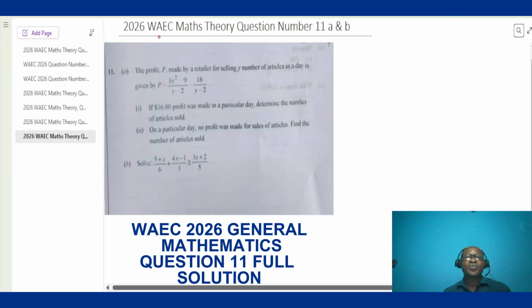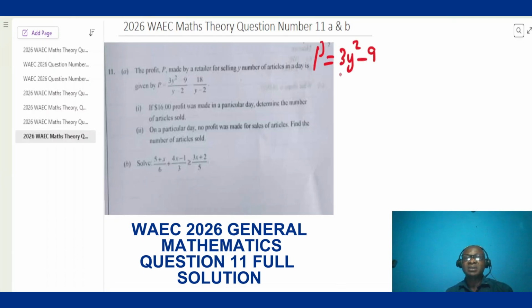Number 11, WAEC 2026, Mathematics Theory. Number 11A and B. Question A. The profit P made by a retailer for selling y number of articles in a day is given by this formula: P equals (3y squared minus 9) all over (y minus 2), then minus 18 all over (y minus 2).